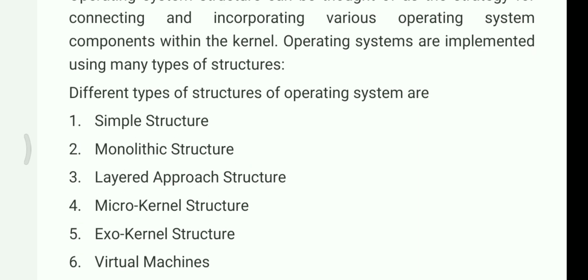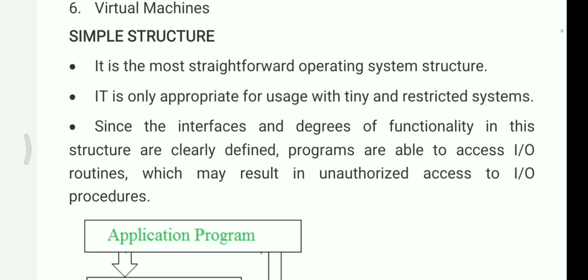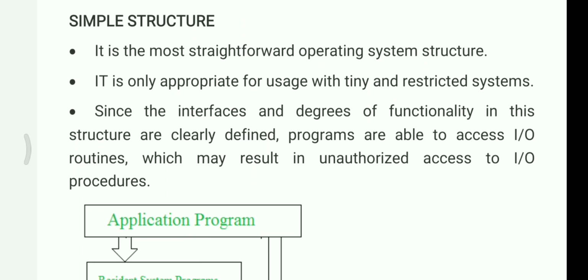Different types of structure: simple structure, monolithic structure, layered approach structure, micro-kernel structure, exo-kernel structure, virtual machines. First of all, simple structure. It is the most straightforward operating system structure.